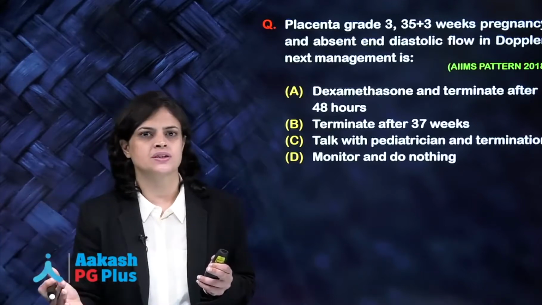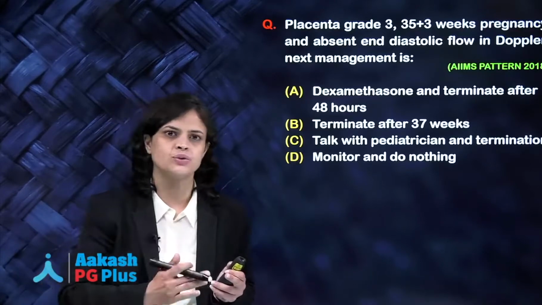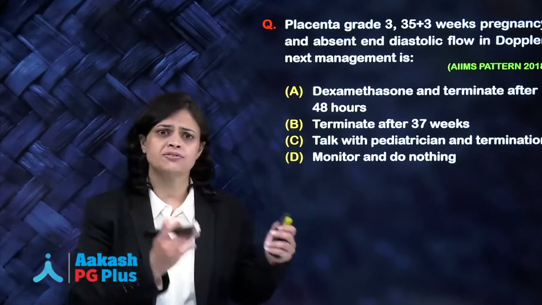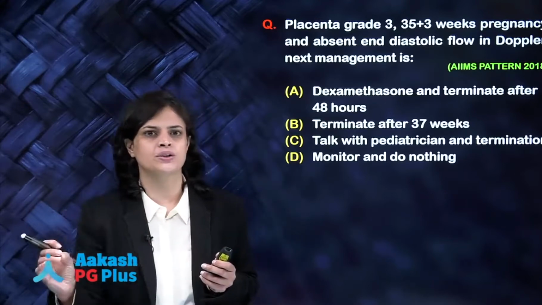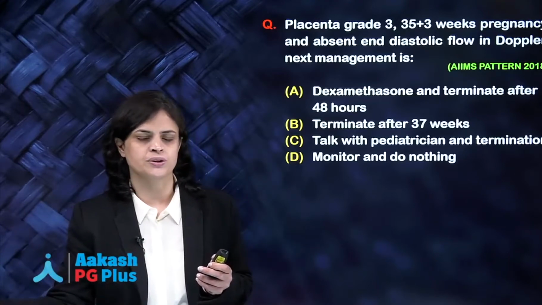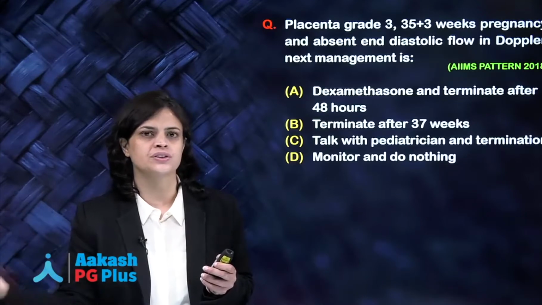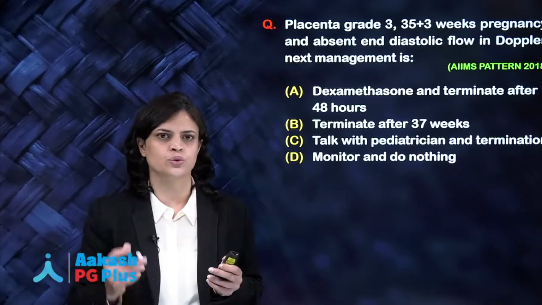If absent reversed end diastolic flow develops at more than 34 weeks, consider delivery. If less than 32 to 34 weeks, then continue daily monitoring till the fetus reaches reasonable maturity, and then you can deliver the fetus, or if the ductus venosus flow becomes abnormal.